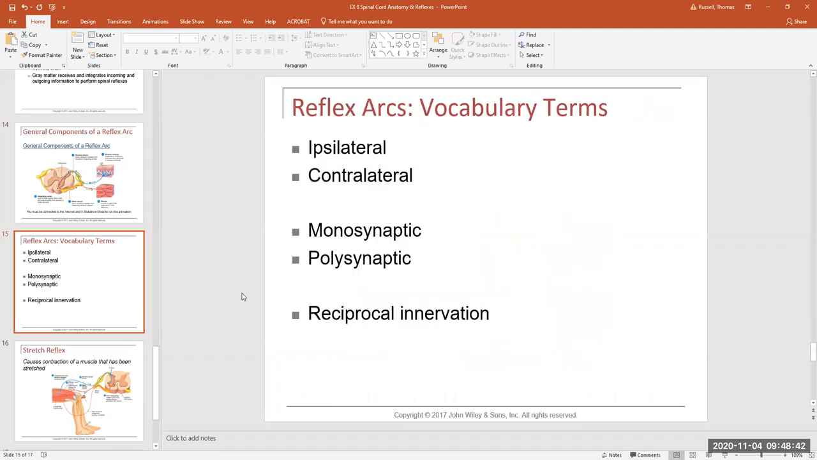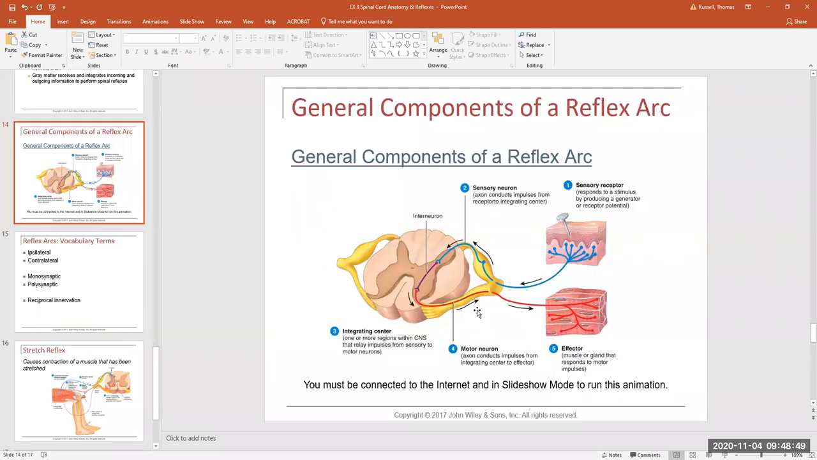The other terms we have are these, monosynaptic and polysynaptic. So mono means one, poly means many. So really, how many synapses do we have that makes up the reflex arc?